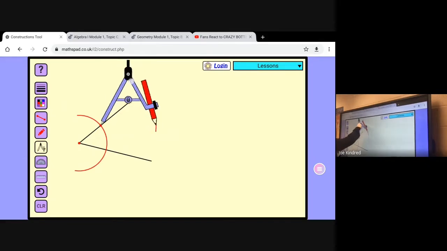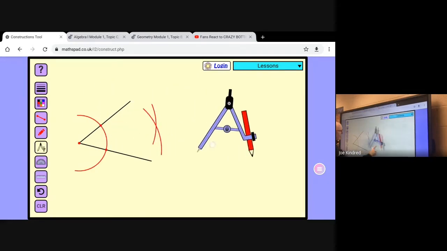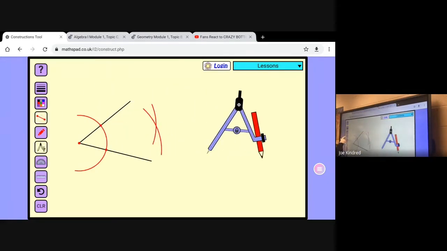I'm going to mark this and then move the needle over here, and mark that. And that point, this segment here that joins, that is your angle bisector. That's how you do an angle bisector. So there's two constructions that we should be able to do.